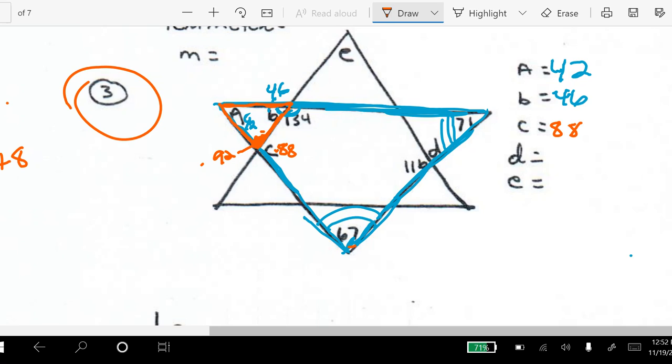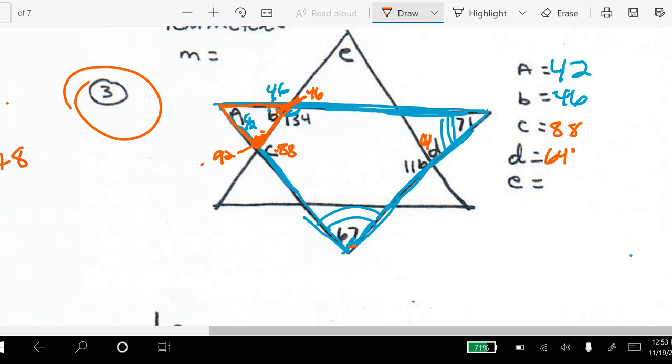All right, then I want to make my way over to D. For D, I believe this is 116. So this is going to be 64. And then the last one, I'm sorry, I can't read my handwriting here. 64. And then the last one here, for E, you know that these are equal because they're vertical, so that's 46.